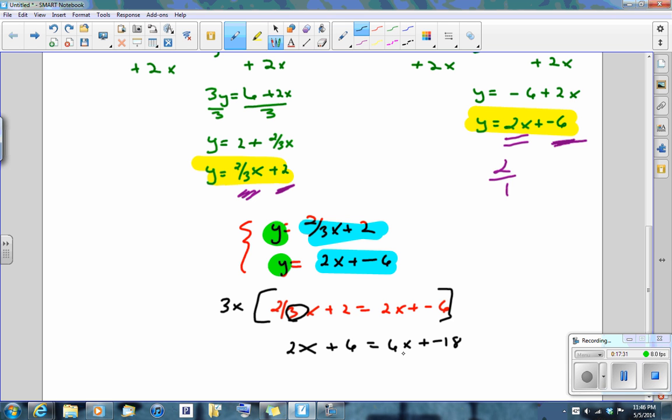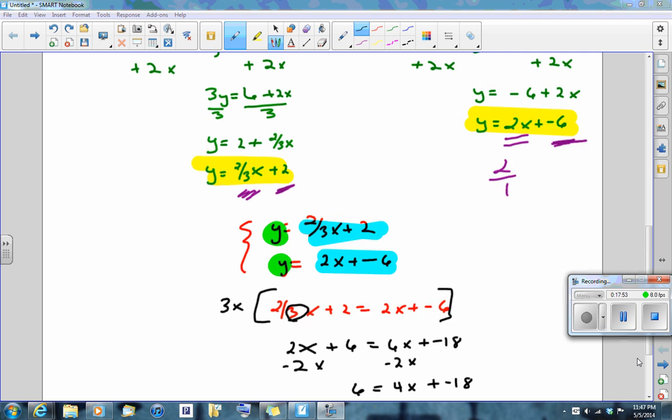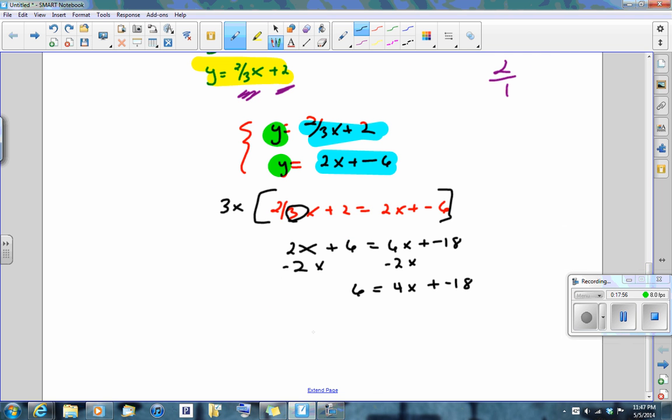We need to combine all the x's. I think what I'll do is start off by subtracting 2x here, subtracting 2x over here. So now we have 6 equals 4x plus negative 18. And I need to move that out of the way. I shouldn't have done that. Well, it doesn't matter. It's okay, but now I end up having to move the 4x later, but oh well. Oh no, I don't.